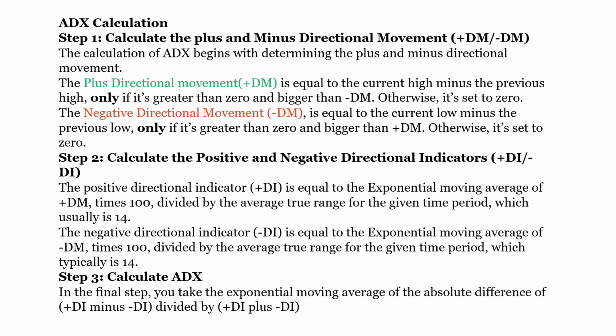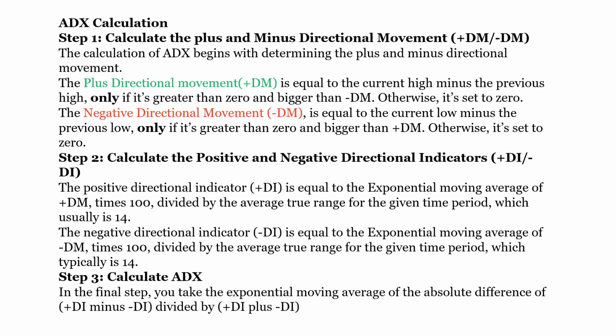Step 2. Calculate the positive and negative directional indicators. This is represented by a plus DI and a minus DI. The positive directional indicator is equal to the exponential moving average of plus DM times 100, divided by the average true range for the given time period, which is usually 14. The negative directional indicator is equal to the exponential moving average of minus DM times 100, divided by the average true range for the given time period, which again is typically 14.